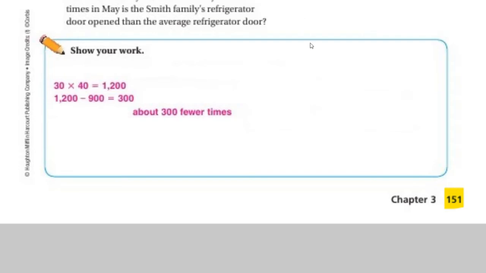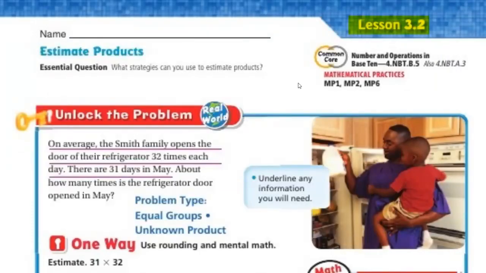Okay guys, let's start. Today we are gonna estimate products. Let's read our first problem here. On average, the Smith family opened the door of their refrigerator 32 times each day. There are 31 days in May. About how many times is the refrigerator's door opened in May?